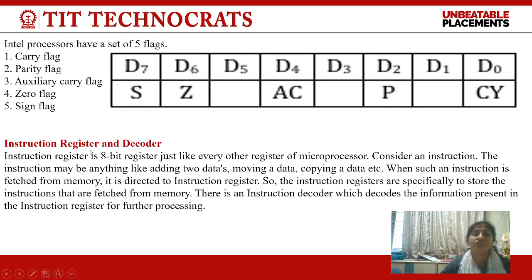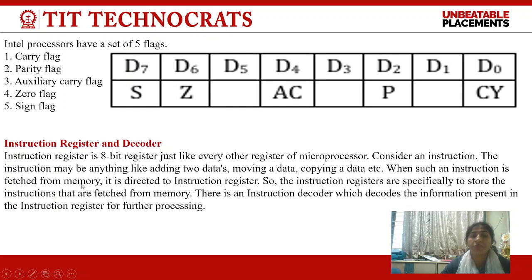Now there is an instruction register and decoder. The instruction register is an 8-bit register just like every other register of the microprocessor. Any instruction which is going to be processed needs to be decoded by the instruction register. The command is obtained by the instruction register, and only then a particular processing takes place in the ALU.